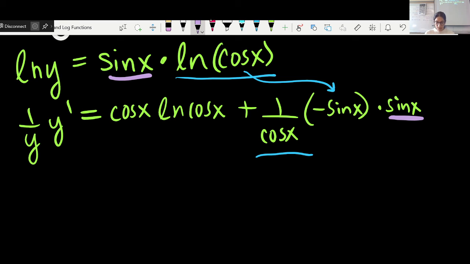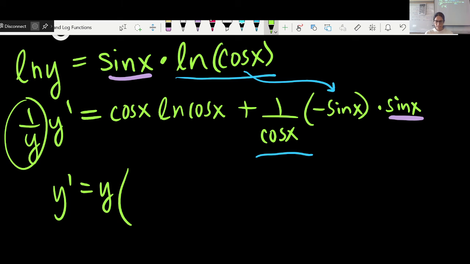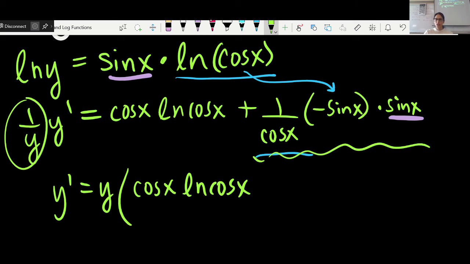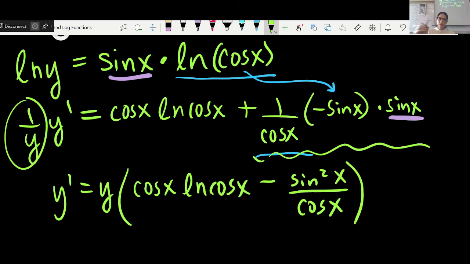And then the rest of this is basically trying to simplify things or make it a bit easier to work with. So we have our y prime equals, we want to take this and move it to the other side. So we can say times y. And then when we go to clean this up, we have cos x ln cos x. Nothing much to do there, but here we have quite a bit we can do. When we put this all together, we have minus sine squared x over cos x, like that.